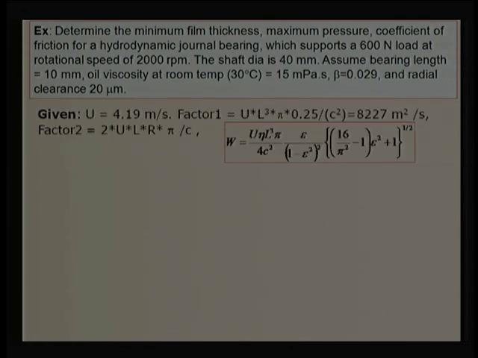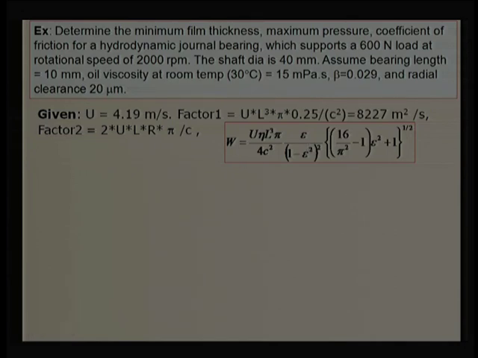Now, some important calculations. U will be utilized again and again. So, instead of directly calculating in a formula, you separately calculate U, and that is pi dn. We find that it is 4.19 meter per second, or say 4.2 meter per second. Then another factor, U L cube pi 0.25 divided by clearance square, should be calculated separately, because we are going to do iterations. We do not know exactly what the eccentricity ratio will be.